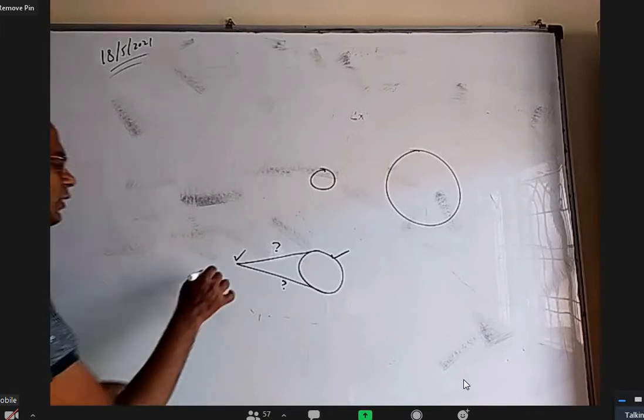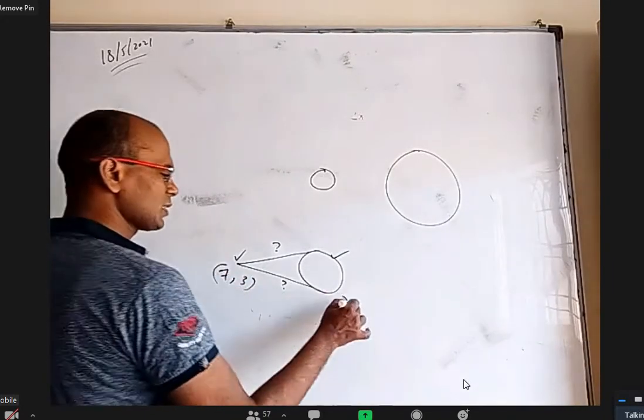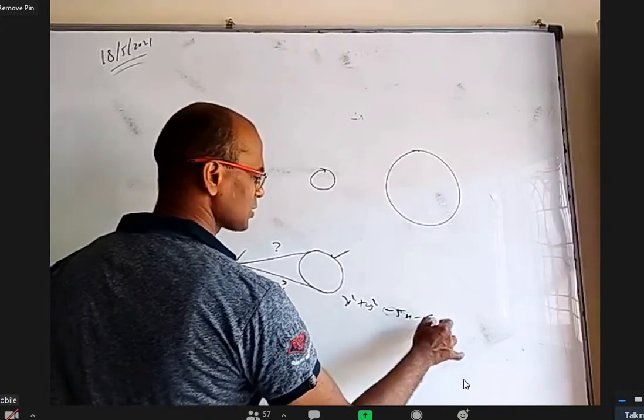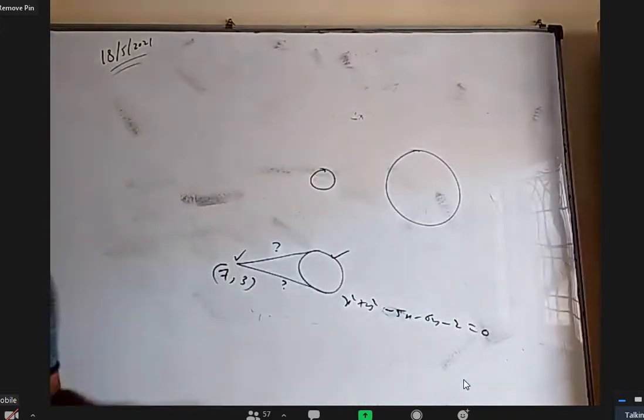Let us say I'll give you the point (7, 3), and the circle x square plus y square minus 5x minus 6y minus 2 equal to 0. Find the 2 tangents. How will you do it?